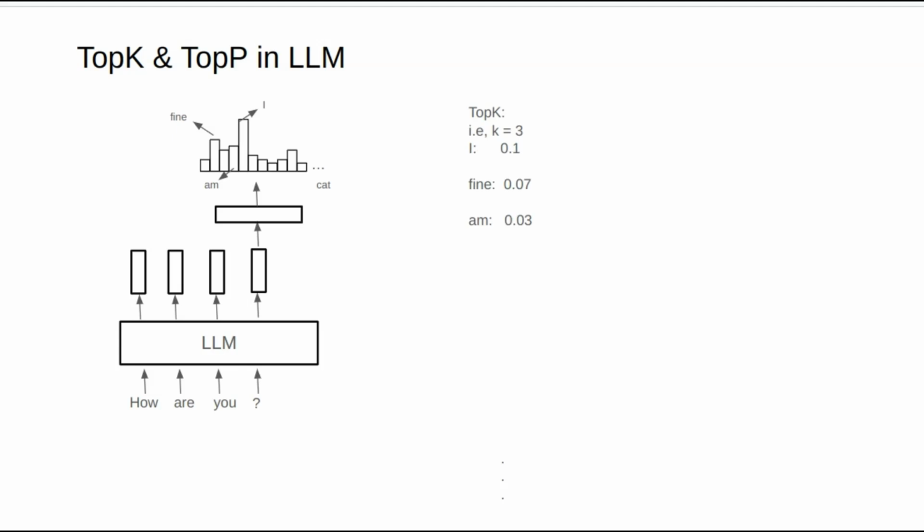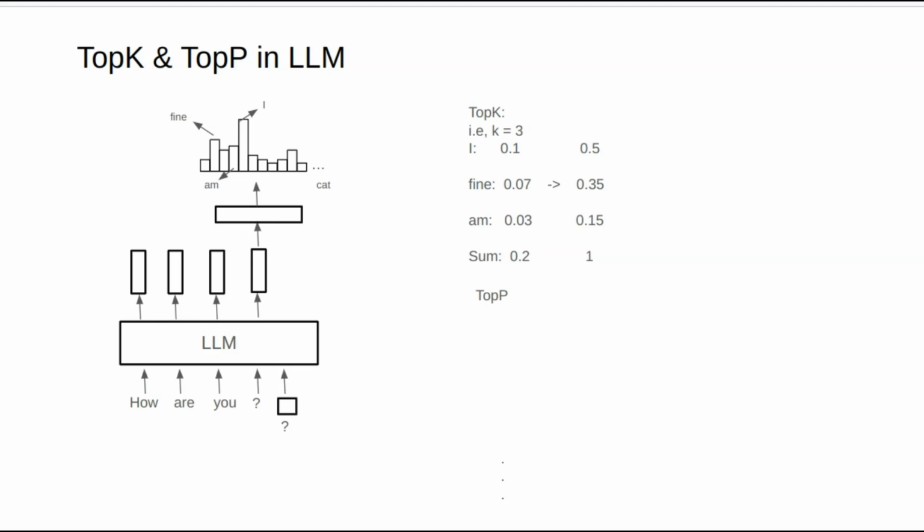For example, if the probabilities for these 3 tokens are I 0.1, fine 0.07, am 0.03, the next token is sampled based on these probabilities. However, we must ensure the total probability equals 1. Currently, the total is 0.2. To adjust, we normalize the probabilities. Multiply each by 5 to make the sum equal to 1. I 0.1 times 5 is equal to 0.5, and so on. Now the probabilities sum to 1. The next token is sampled accordingly. For instance, I is most likely to be selected, but fine or am might also be chosen depending on the sampling. Essentially, top K pre-filters tokens that are unlikely to appear, reducing randomness and improving control over the model's outputs.